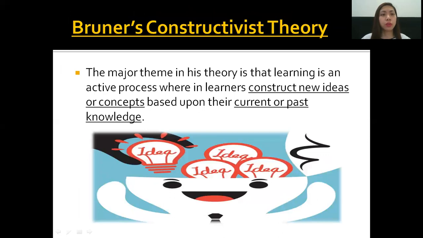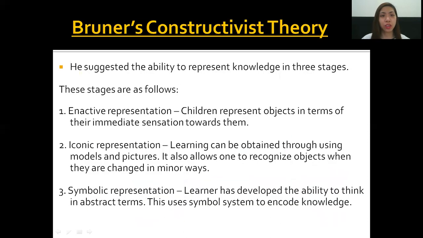Let's move on to Jerome Bruner's constructivist theory. His theory is that learning is an active process wherein learners construct new ideas or concepts based upon their current or past knowledge. He suggested the ability to represent knowledge in 3 stages. These stages are the following. We have enactive representation, where children represent objects in terms of their immediate sensation towards them.